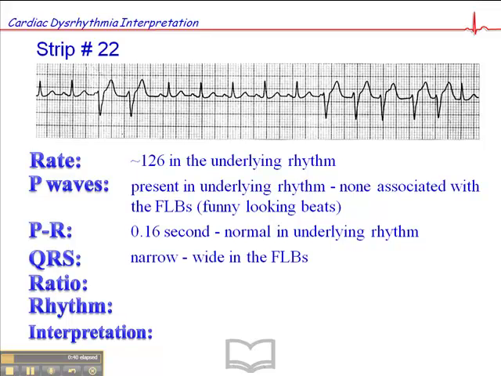The QRS is narrow, except where we see funny-looking beats, and there they're wide. So keep in mind that the funny-looking beats are wide, and they don't have P waves associated with them. So if they're wide without P waves, they're premature ventricular complexes, right? So the ratio in the underlying rhythm is 1:1. The rhythm is irregular. I mean, the underlying rhythm is regular, but then it's disrupted by these premature ventricular complexes.